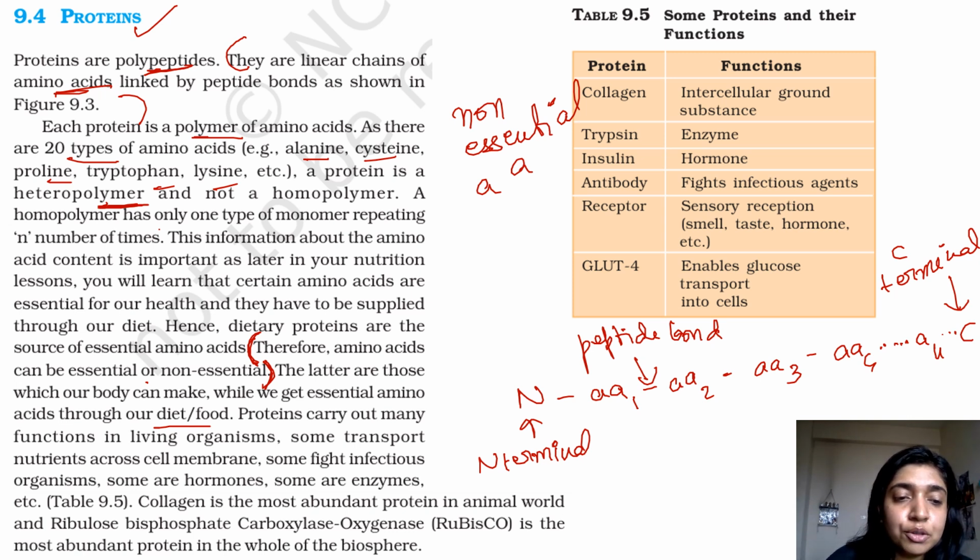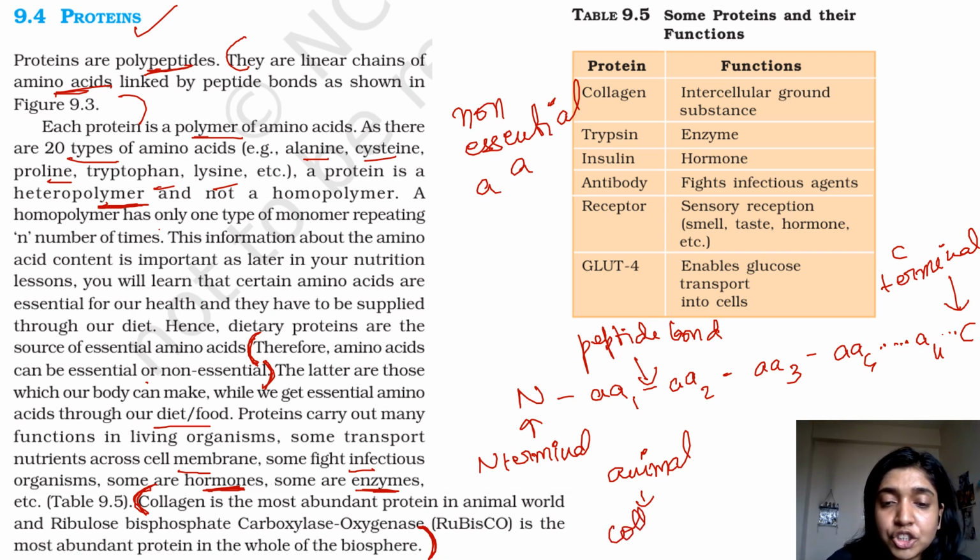So proteins carry out many functions in the living organism. Some transport nutrients across cell membranes, some fight infectious organisms, some are hormones, some are enzymes, etc. This is an important statement. Question has come from this statement. So collagen is the most abundant protein in the animal world, and rubisco is the most abundant protein in the whole world. So when we're talking about just the animal world, then the highest amount of protein is present in the form of collagen.